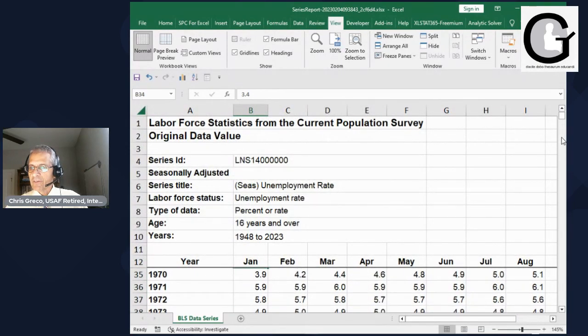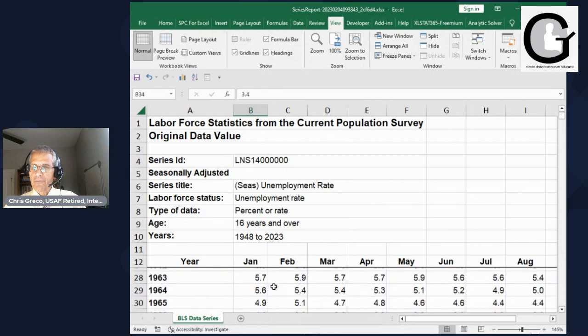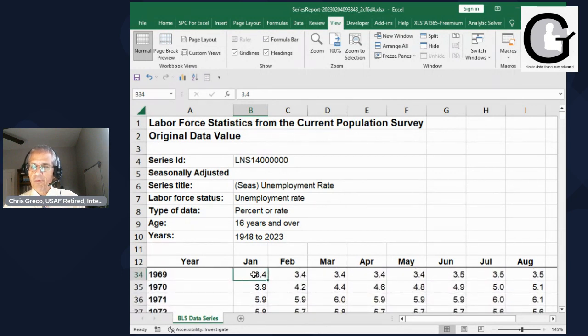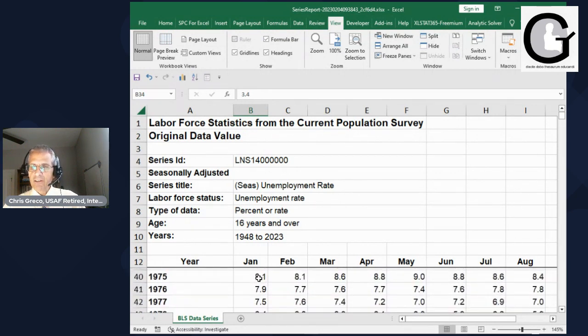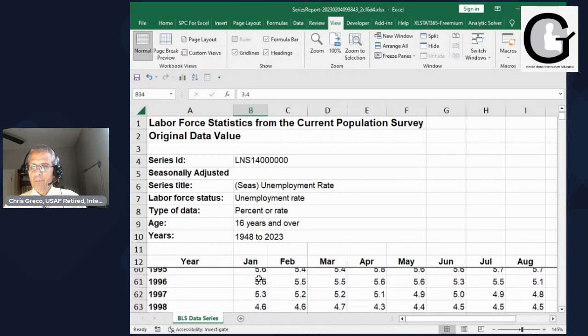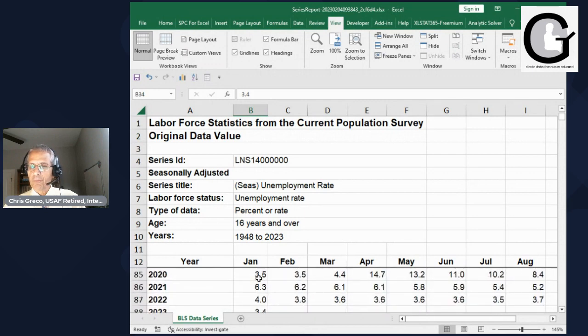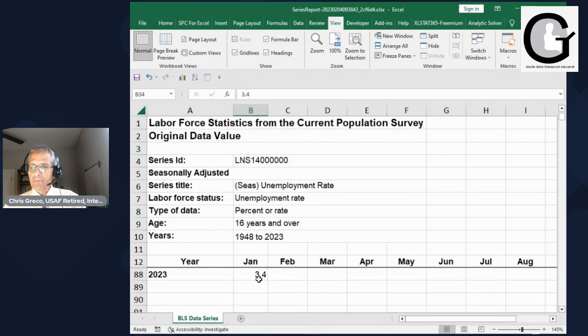In fact, we're going to bring this down just a little bit. Can I bring it down? I can't bring it down. Okay. So this is 69, right? 3.4%. And then everything else, you take a look at it. No more 3.4%, no more 3.4%, no more 3.4%. Up, here we go. There it is, 3.4% in 2023.